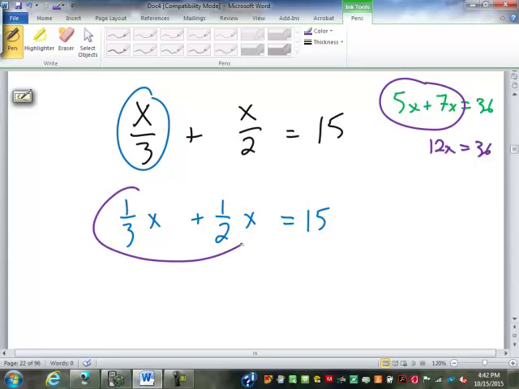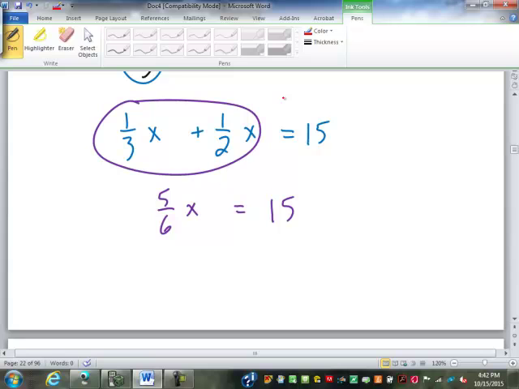Here I'm going to add 1/2 and 1/3, or 1/3 and 1/2 to make 5/6x. 1/3 plus 1/2 is 5/6. Then you keep the same name of x. What would we do next? Divide by 5/6. So x equals 18.